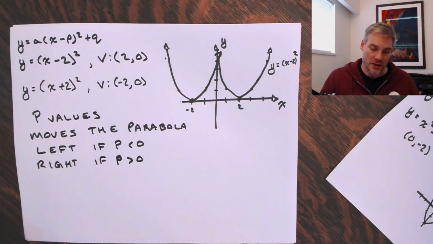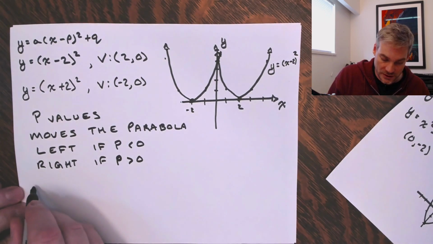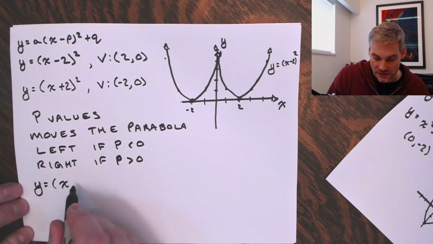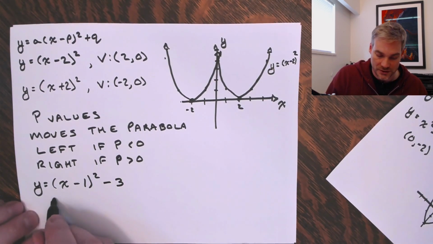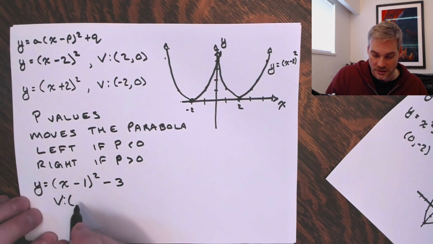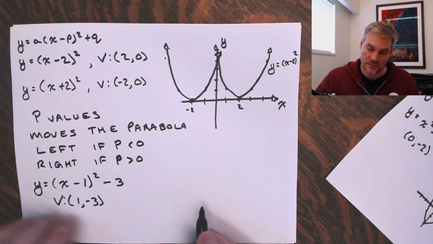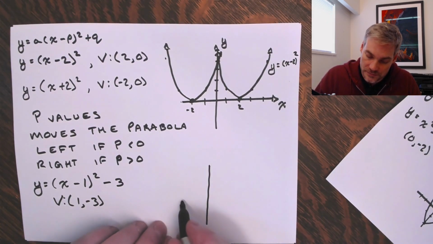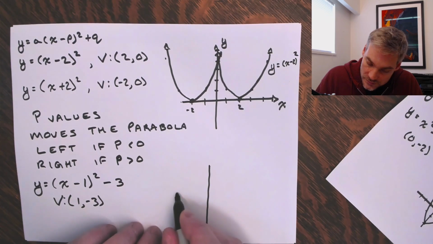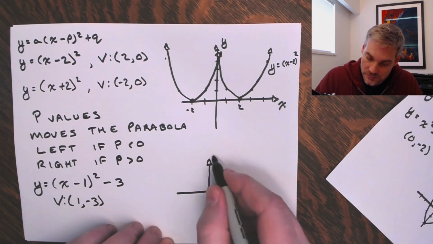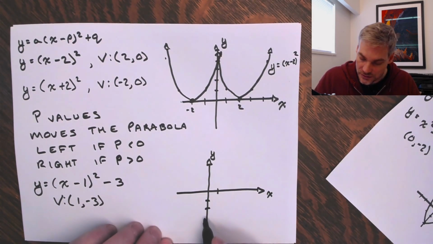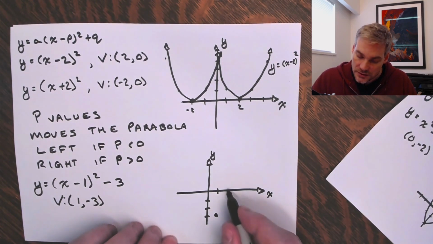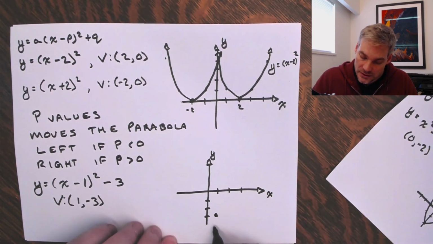Okay, so let's just try one with both p and q. So now let's say y equals (x minus 1) squared minus 3. So our vertex is 1 comma minus 3. Now we'll graph this over here. So we move over 1, and 1, 2, 3, down 3. So this is our vertex. It's 1 comma minus 3.